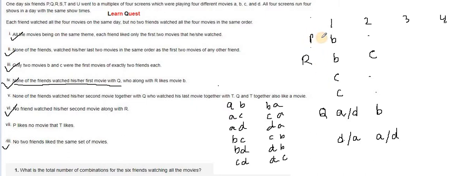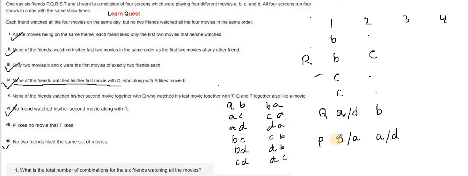If I put P or T, any one of them here, they will get either A or D. If I put any one of them here, they will get either A or D. If I put them here also, they will get either A or D. But if I put them here, they will get both A as well as D. Any of them, if I put them here, they will get both A as well as D. And if I put P or T anybody here, he will also get either A or D. So one will be the same. But it is saying P likes no movie that T likes.